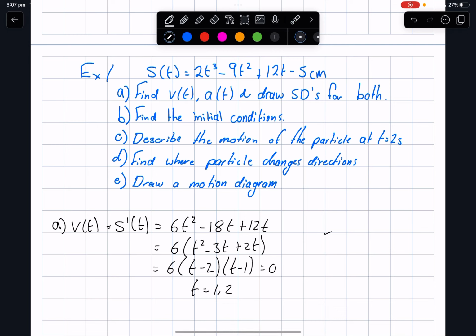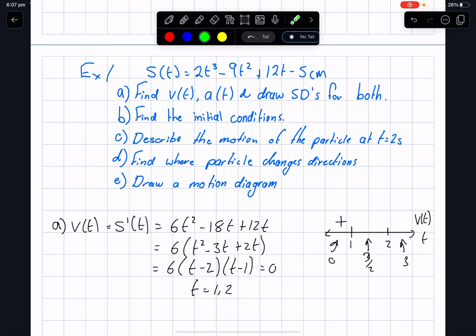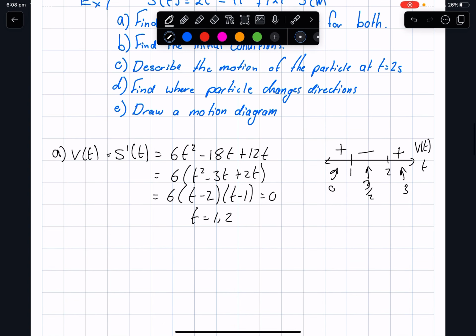So let's find my sign diagram. This is my v of t, so make sure you label it so it's easier for you. Let's put 0, 1, 2, and 3. If I put those back into my function here, I've got positive, negative, negative, that gives me a positive. I've got positive, negative, positive, that gives me a negative, and then I've got positive, positive, positive, so positive. So there's my sign diagram.